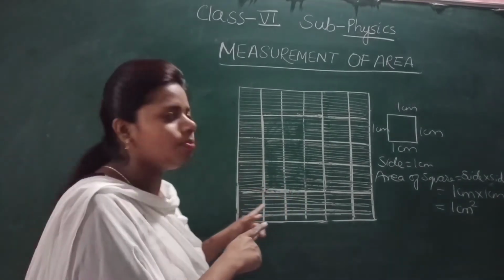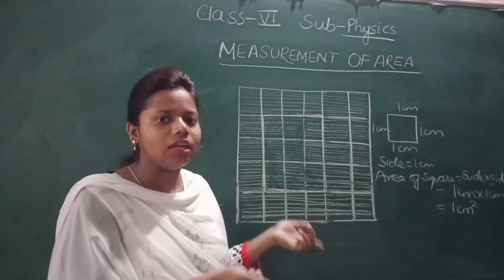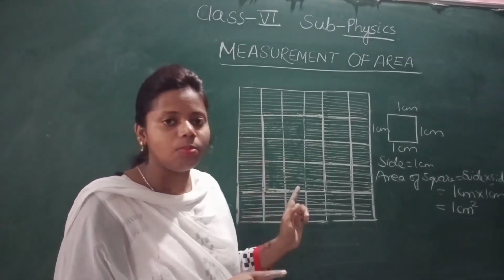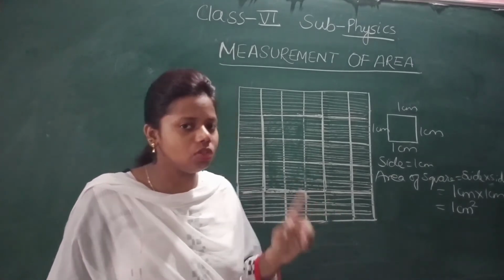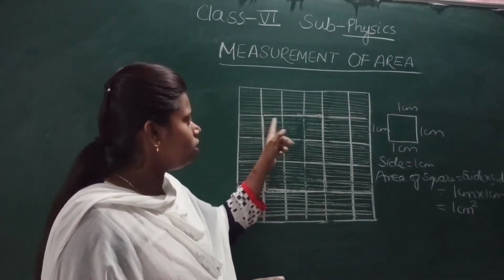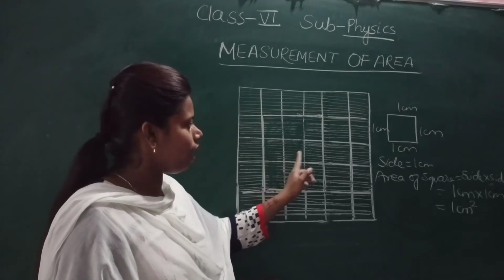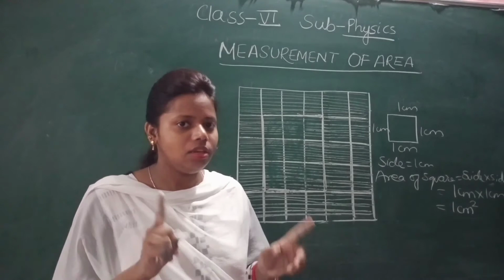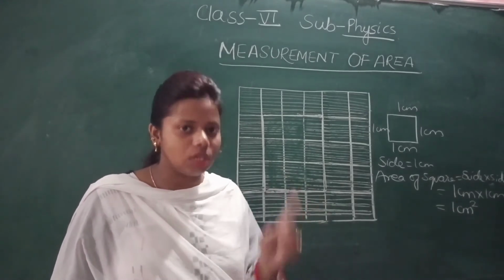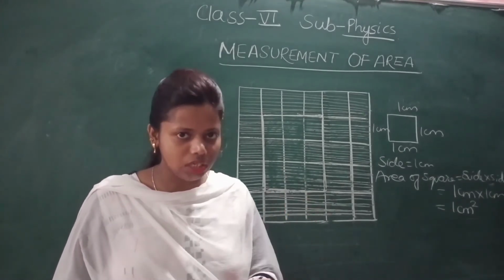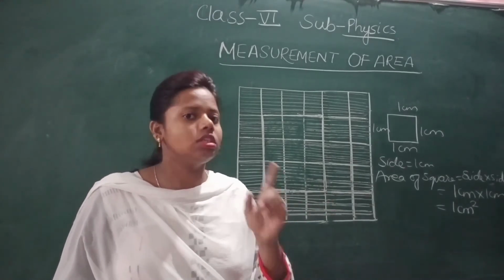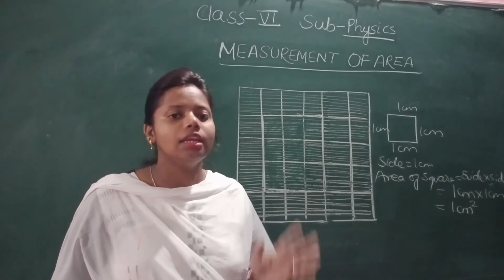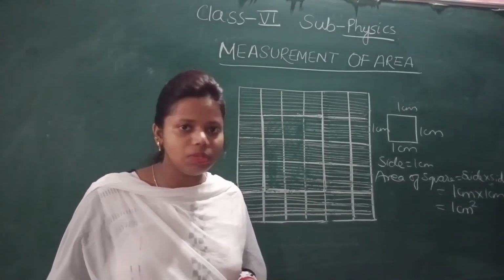Now how to find the area? Now it has become very easy. After tracing it, you count the number of boxes, and one box has an area of 1 centimeter square. So how many boxes are there? 1, 2, 3, 4, 5, 6, 7, 8, 9. 9 boxes. One box area is 1 centimeter square, so the area of 9 boxes will be 9 centimeter square.